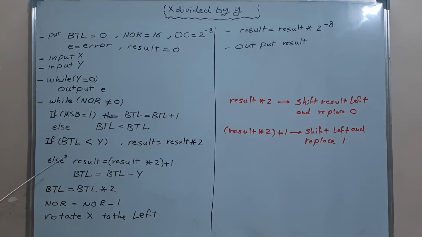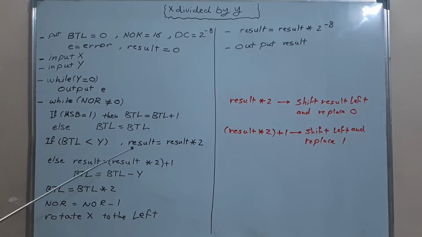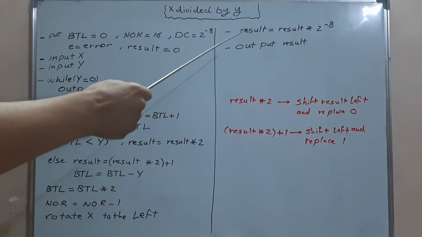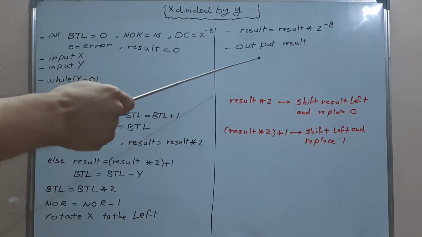Then it will test whether BTL is less than y or not. If it is, then the result is equal to result multiplied by 2, else the result is equal to the result multiplied by 2 and the whole is added to 1, and BTL is equal to BTL minus y. Then BTL is equal to BTL multiplied by 2 and NOR is equal to NOR minus 1, and the computer system will rotate x to the left. After the end of the while loop, the computer system will multiply the result by 2 to the power of minus 8, then there will be the output of the result.